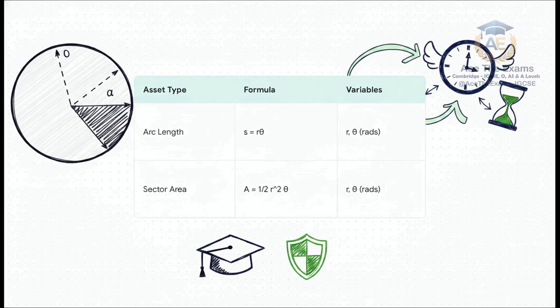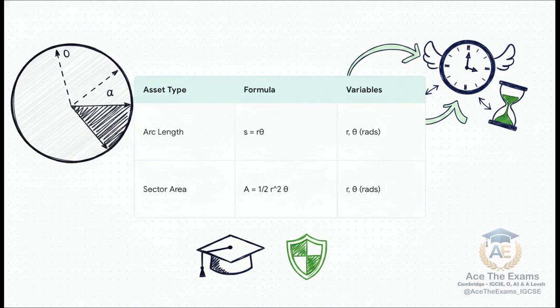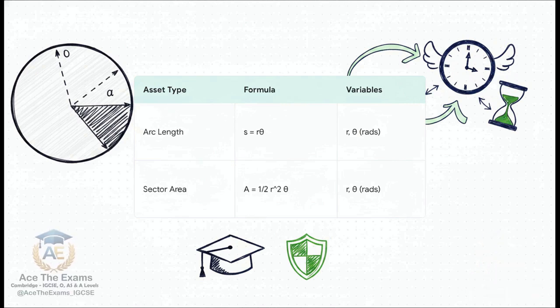There is a non-negotiable compliance rule here. Your angle, theta, absolutely, unequivocally must be in radians. If you step into the exam hall, attempt to execute a proposal using these formulas, but you input your angle in degrees, your entire mathematical framework instantly collapses. You will score 0 for that section. It's academic bankruptcy.